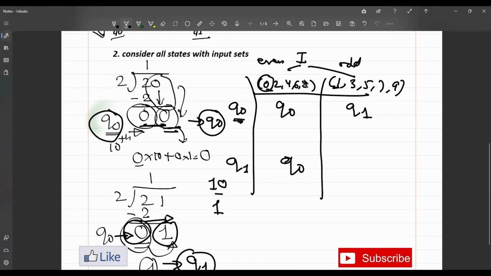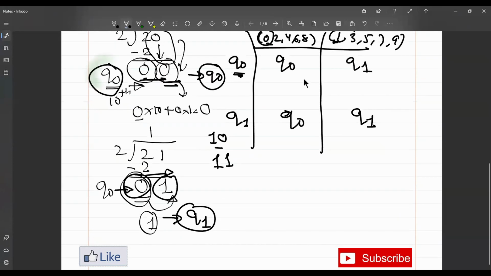Now Q1, which is the odd number, with the next bit again an odd number, for example generating the number 11, is producing the remainder as 1. So it is going to the state Q1. Now, which is your final state? The state which generates your output according to your requirements. Here we were checking for divisibility by 2. Here Q0 is producing the remainder 0, so that will be treated as your final state.